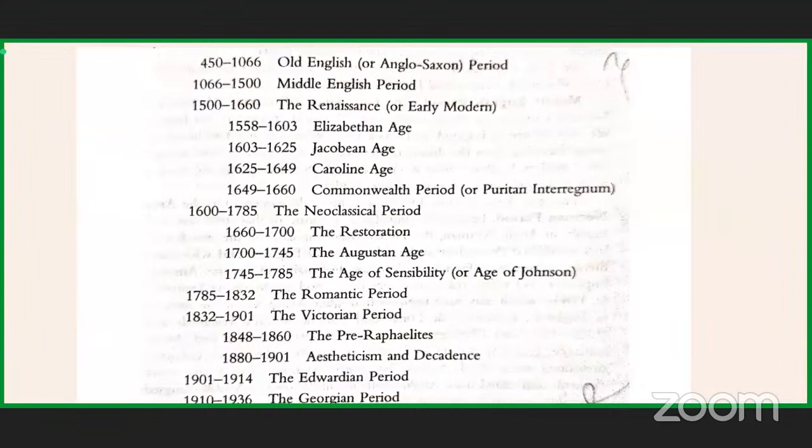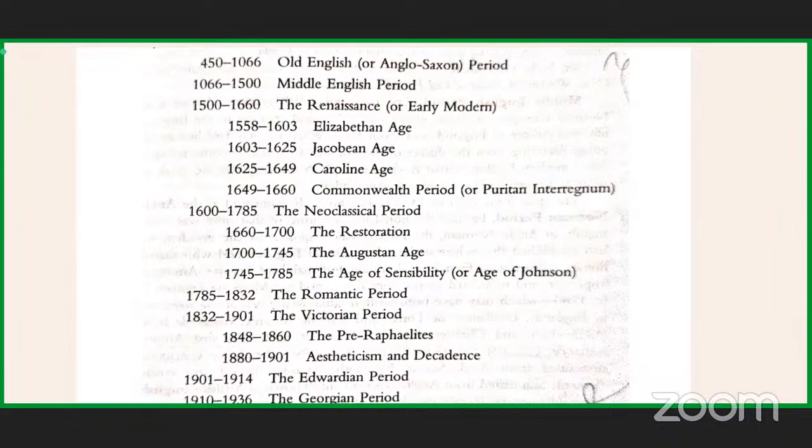Then 1660 to 1785 is known as the Neoclassical period, which we also talked about yesterday. The Neoclassical period is a period of almost 200 years within which we have smaller ages as well. For example, the first one is the Restoration age, spanning from 1660 to 1700. Then 1700 to 1750 is known as the Augustan age, which I also have talked about. All these ages are part of the Neoclassical period. Then we have 1745 to 1785. This age is known as the age of sensibility, or age of Johnson, Samuel Johnson, or maybe John Dryden or Alexander Pope. You can talk about all of them.